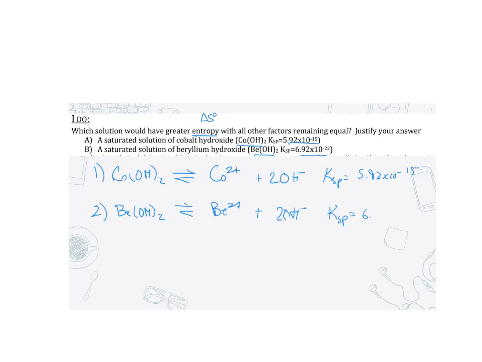Cobalt hydroxide is going to dissociate to make cobalt 2 plus and 2 OH minus, and KSP is 5.92 times 10 to the minus 15. The second one is beryllium hydroxide. Be(OH)2 is going to make Be2 plus, beryllium, and 2 OH minus, and this KSP value is 6.92 times 10 to the minus 22. What these values tell you is this one is greater, and so this reaction is more preferred.